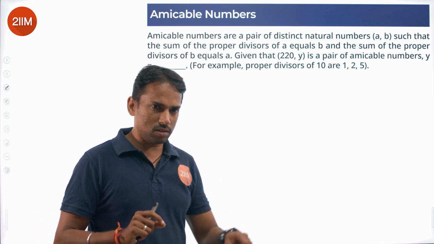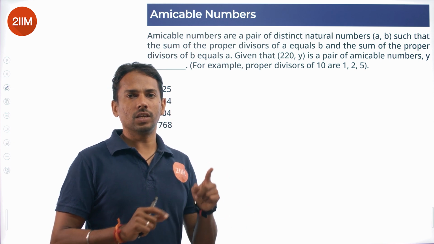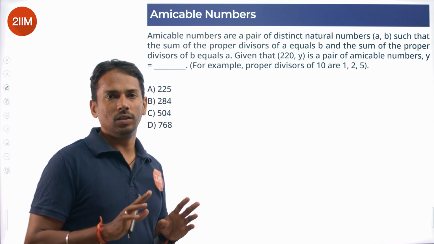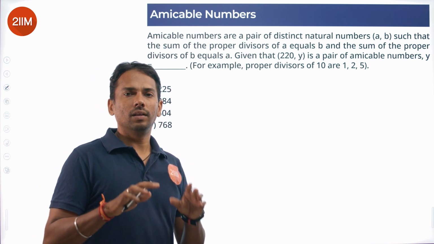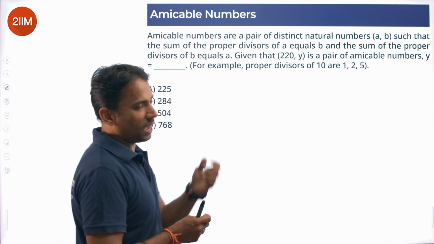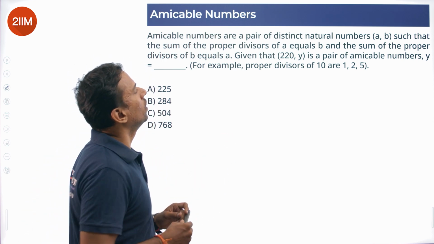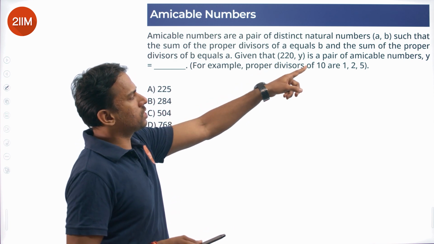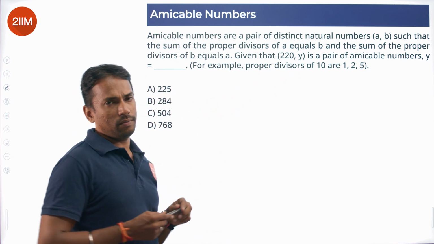The second number's sum of all proper divisors will be equal to the first number. So this way, if you find a pair, then we call it amicable numbers. The pair will be amicable numbers. Given 220 comma y is a pair of amicable numbers, then what is the value of y?